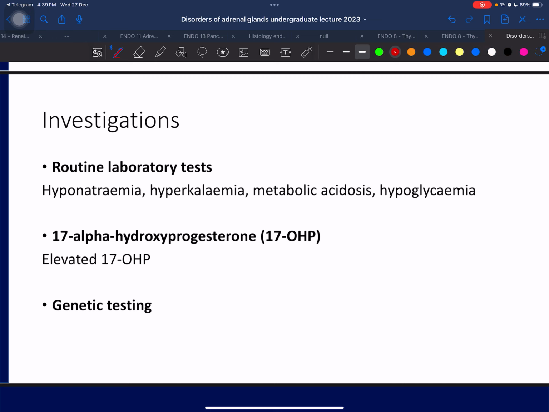Okay? And the classical test to confirm is 17-OHP, which is 17-alpha-hydroxyprogesterone, and also genetic testing in certain cases. Okay?